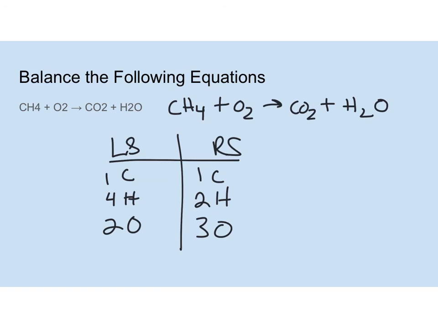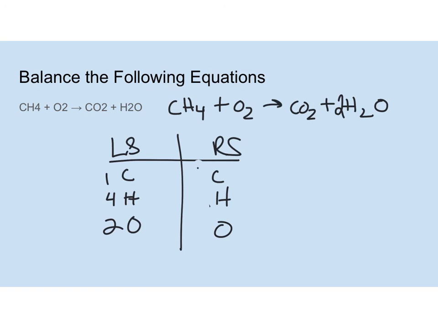Okay, so let's go through this. My carbons are fine, so let's try to do the oxygens. I've got 3 on this side and 2 on this side. What can I do? Well, let's just say I put a 2 here. If I put a 2 in front of there, it's going to start doing some adjustments. So I'm going to erase all these and do all my adjustments again.